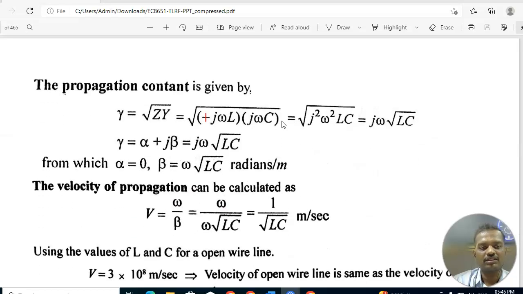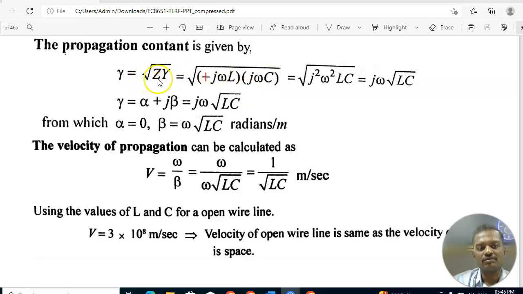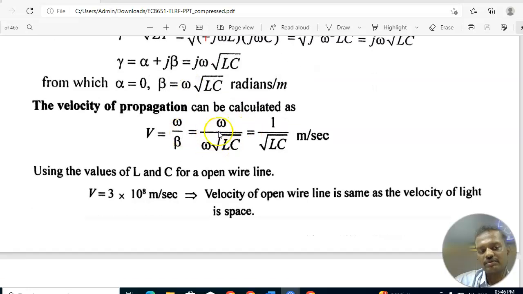Here the propagation constant gamma is equal to root of ZY. With j omega L and j omega C, you get j omega root of LC. So alpha plus j beta equals j omega root of LC, with no real value. So the attenuation is 0 and beta equals omega root of LC. From this we get the velocity as 1 by root of LC.